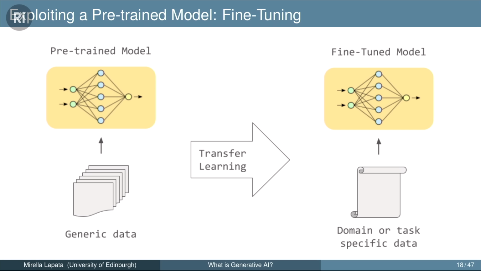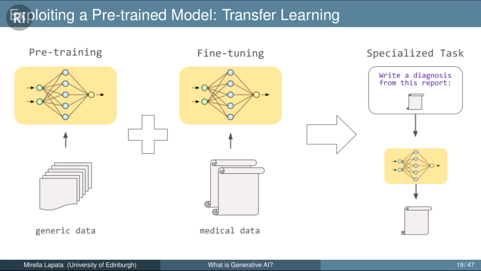So that means that the network has some weights and we have to specialize the network. We'll initialize the weights with what we know from the pre-training, and then in the specific task, we will learn a new set of weights. So for example, if I have medical data, I will take my pre-trained model, I will specialize it to this medical data, and then I can do something that is specific for this task, which is, for example, write a diagnosis from a report. Okay, so this notion of fine-tuning is very important because it allows us to do special purpose applications for these generic pre-trained models.